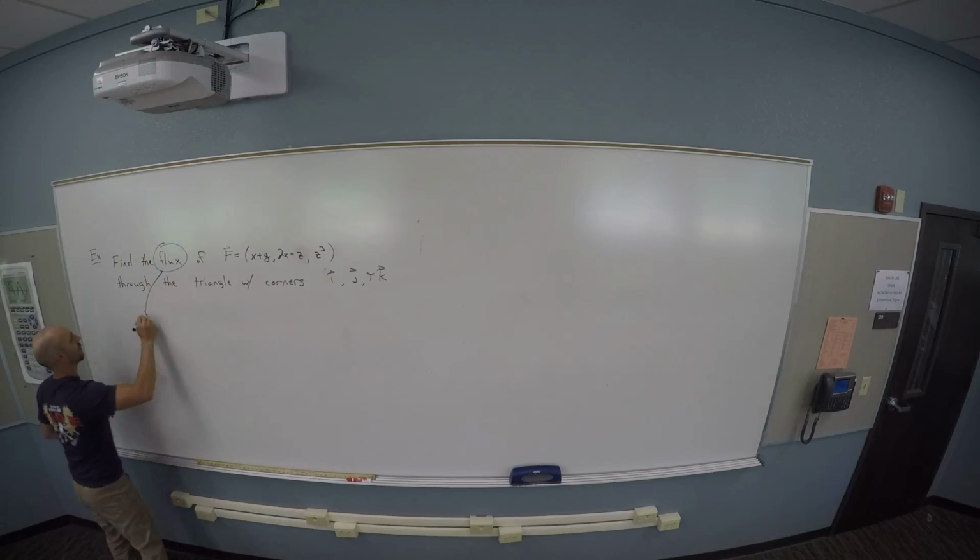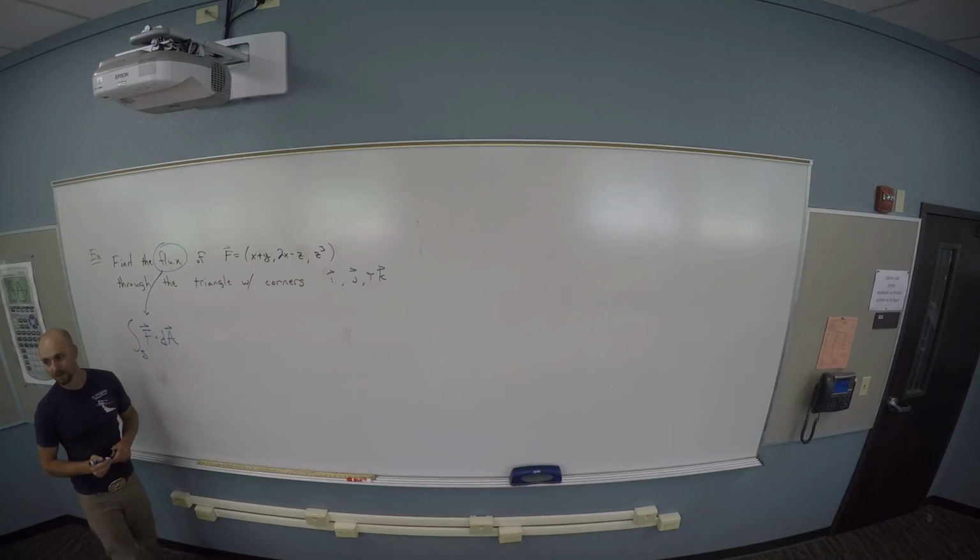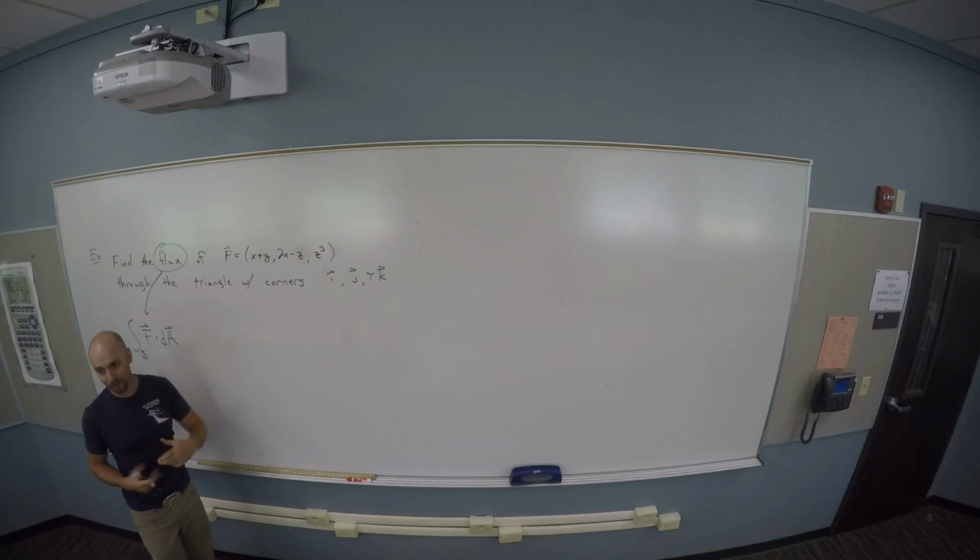The surface integral of F dotted with dA. So I need the integral over a surface of F dotted with dA. I should probably figure out the corners of that triangle, and we should probably draw a picture to help us along.